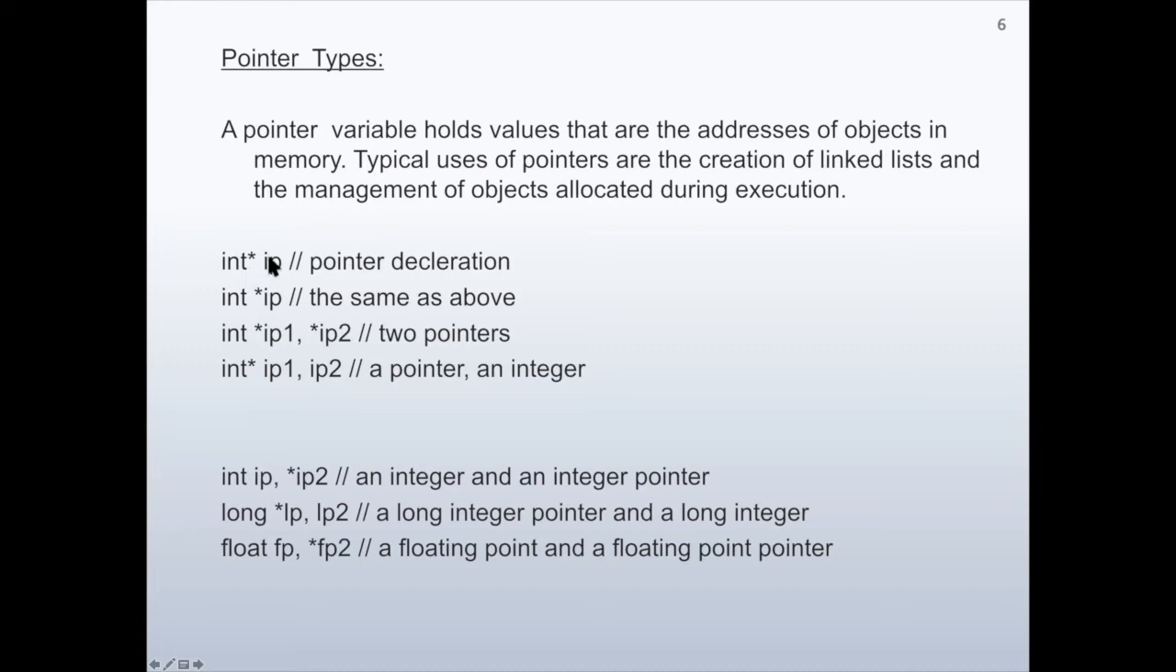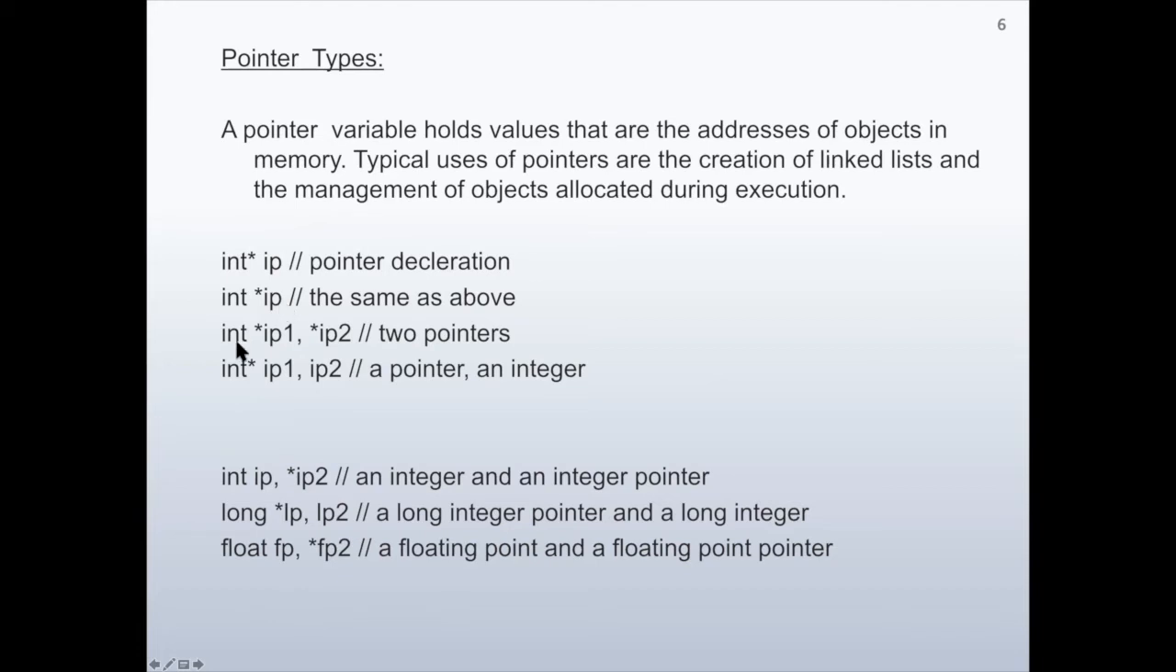For a pointer declaration, here we are declaring an integer pointer. After the word integer, we are using this star sign to indicate that this is a pointer. So ip is an integer pointer. Instead of writing this star just after int, we can write it after the blank. Again, this is the same as the above. This is an integer pointer declaration.